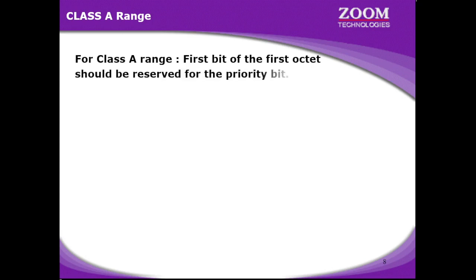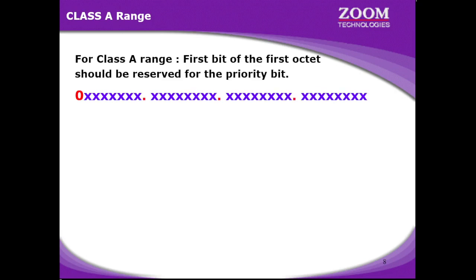Okay? So let's talk about class A ranges. For class A range, yung unang bit ng first octet should be reserved for the priority bit. So, lagi yan nagsa-start sa 0 and then followed by the different numbers. Ano yung different numbers na yun? Dalawa lang naman sa binary eh. 0 or 1 combination. So, for example, sa unang octet, ito po yung unang octet. Ito yung pag-uusapan natin. Yung 0 hanggang dito sa dot na to.